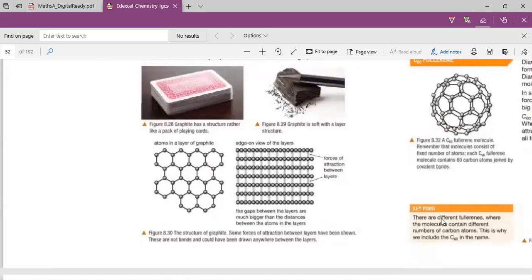Sir, hold on. Yes? Sir, is graphite used in playing cards? No, they're just explaining the way the layers of cards are arranged. That's how the layers of graphite are arranged.